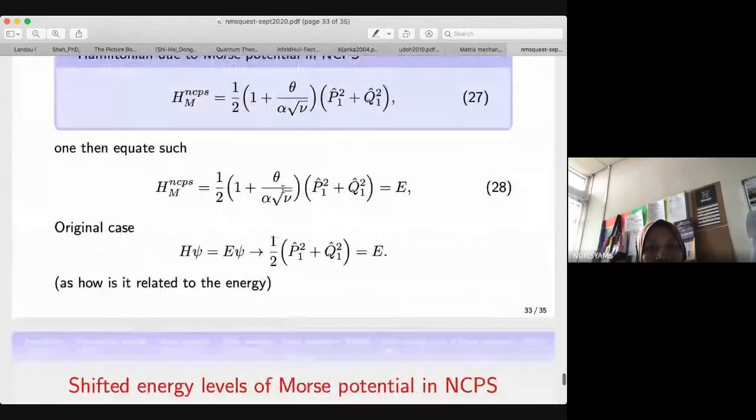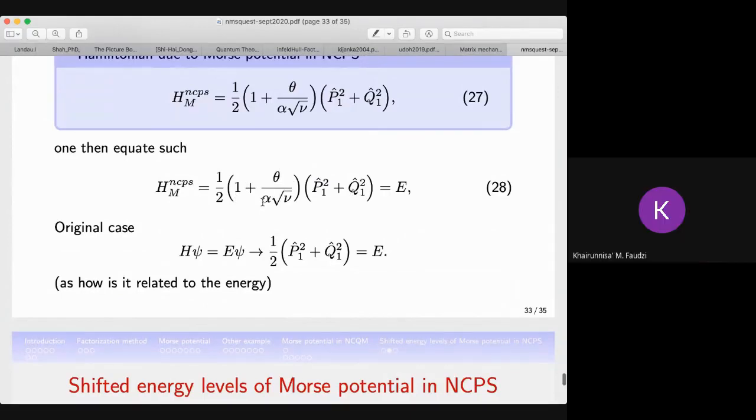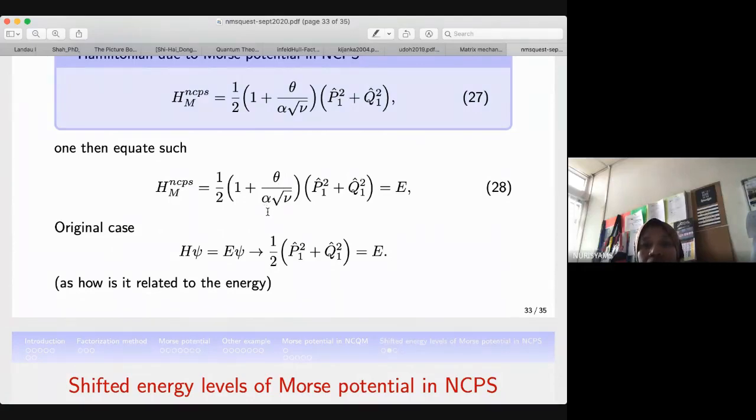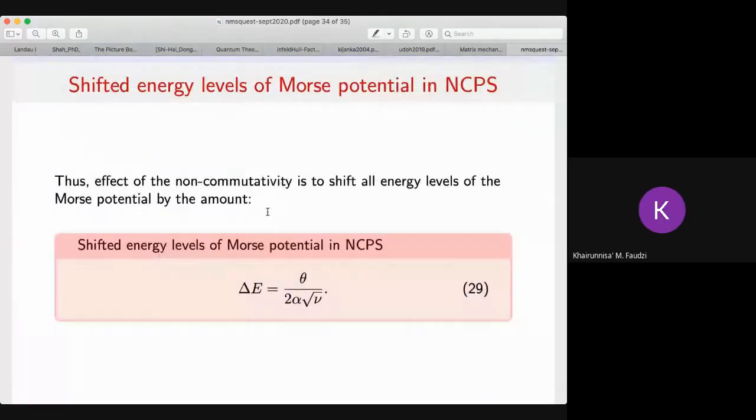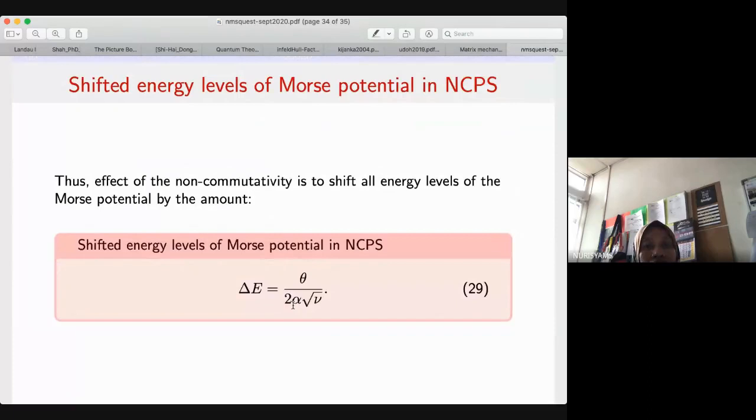Well, this is the shifted terms. Without this second term from equation 28, you have the usual form of a Hamiltonian, which gives you the energy. But now you have additional terms, so we say that there is a shift in terms of the energy.